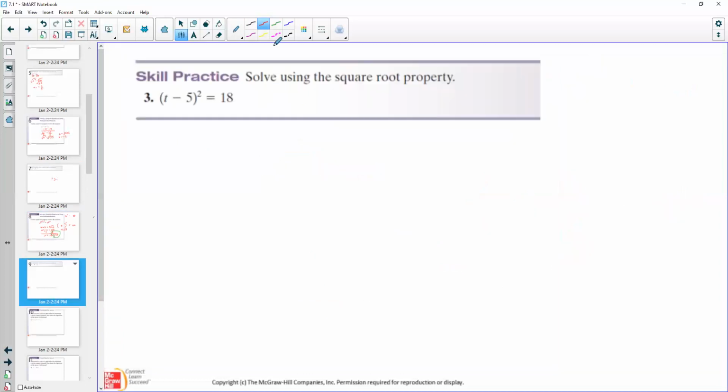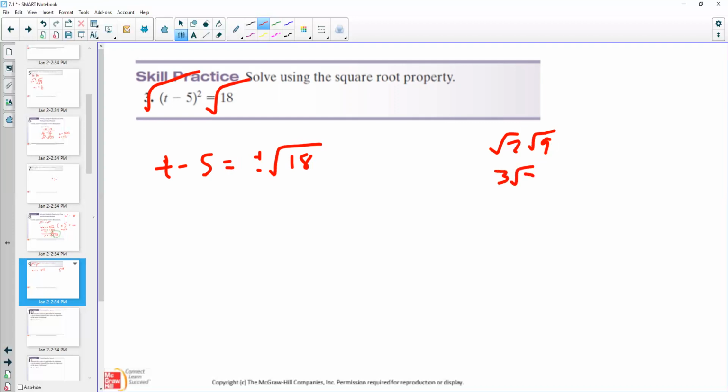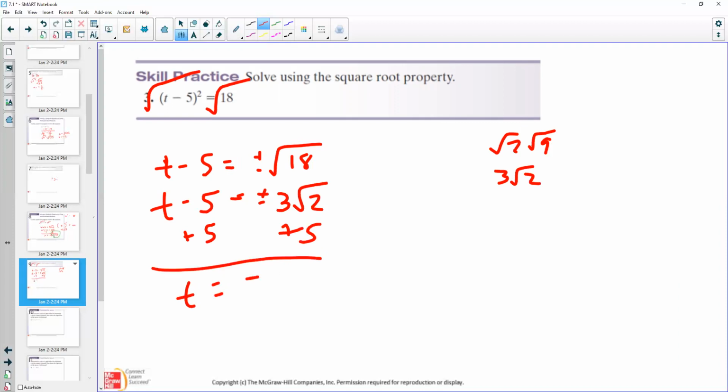Try this one. Works exactly the same way. You're going to take the square root of both sides. Over here on the left, I'm going to get t minus 5. On the right, I'm going to get plus or minus the square root of 18. Well, that's 2 and 9, right? So 3 square roots of 2. T minus 5 equals plus or minus 3 square roots of 2. Add 5 to both sides, so I get t equals 5 plus or minus 3 square roots of 2.